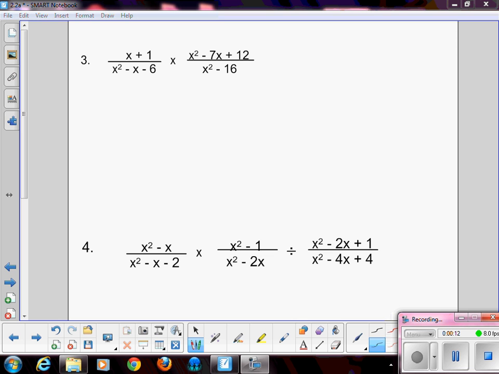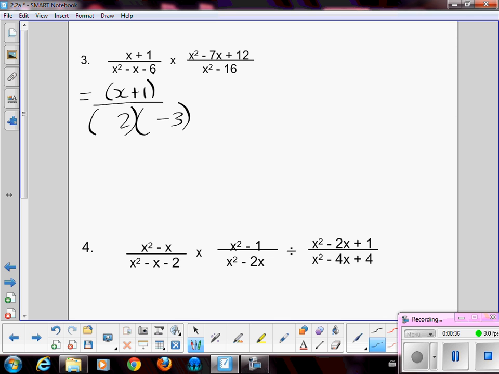Okay, so again, the first step is I need to factor. So my numerator, x plus 1, the reason I put in a bracket is it belongs together. X can't be separated because it is adding 1 to it. Okay, the denominator, two numbers that multiply to give me 6, subtract to give me 1, largest one is negative. So we're looking at 3 and 2.